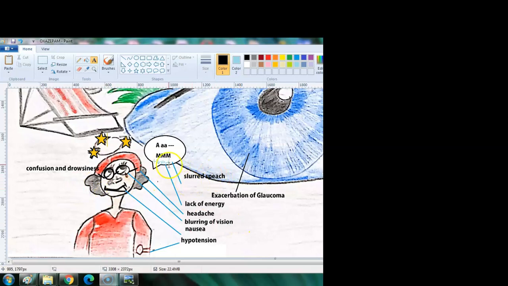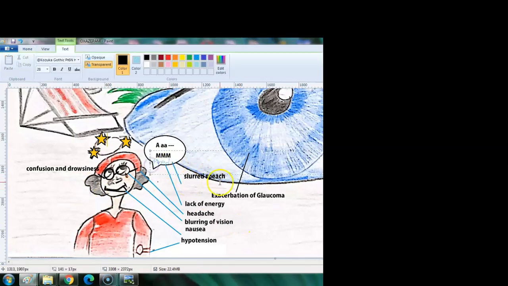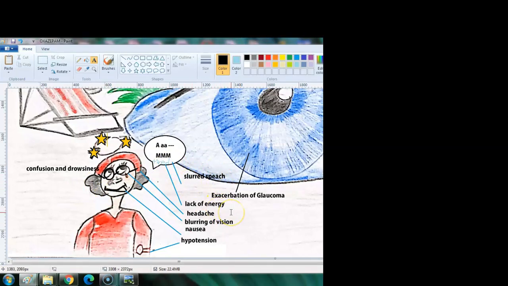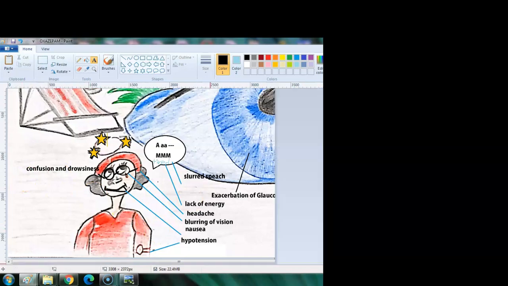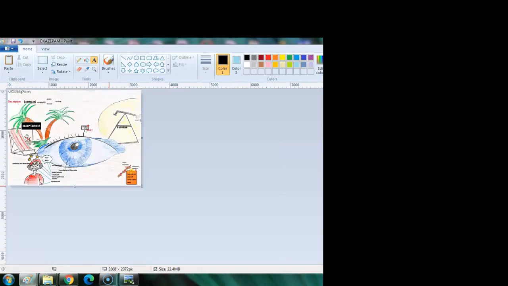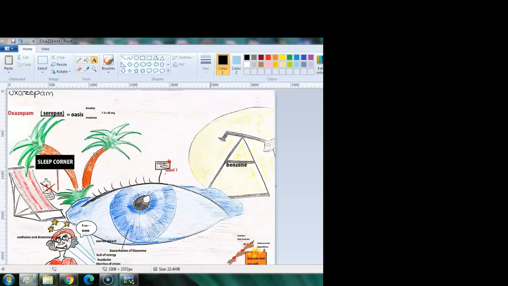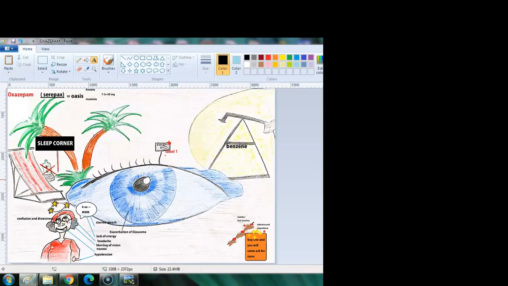So this is all about the side effects: lack of energy, slurred speech, exacerbation of glaucoma, headache and hypotension, confusion and drowsiness. That was all about our drug oxazepam.